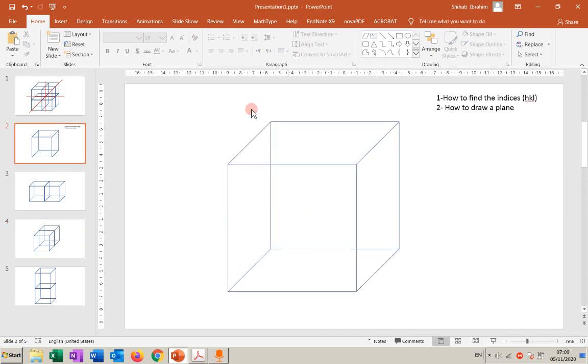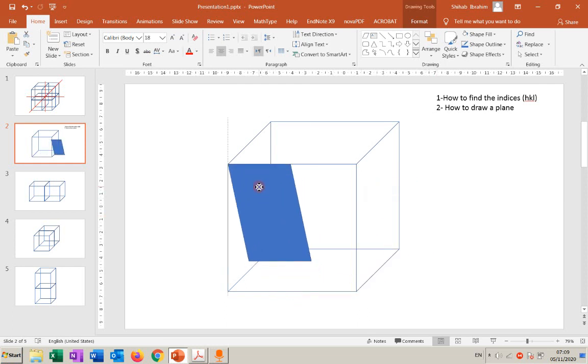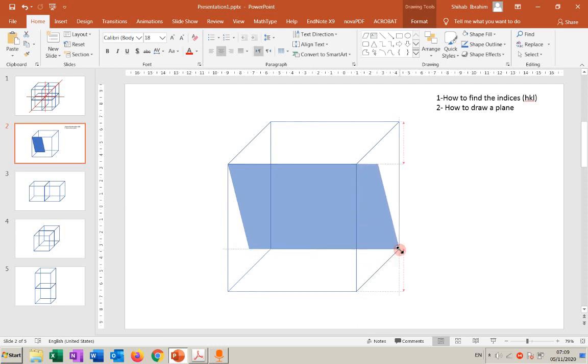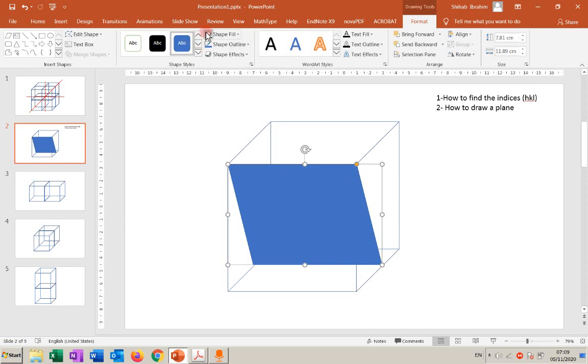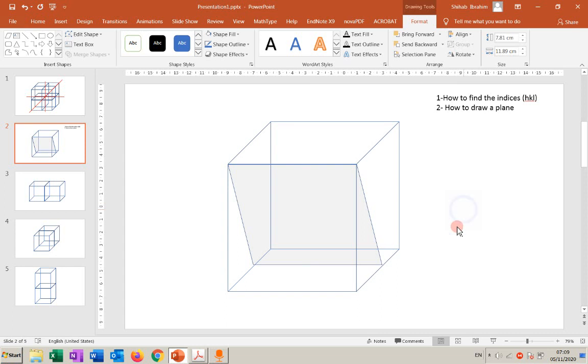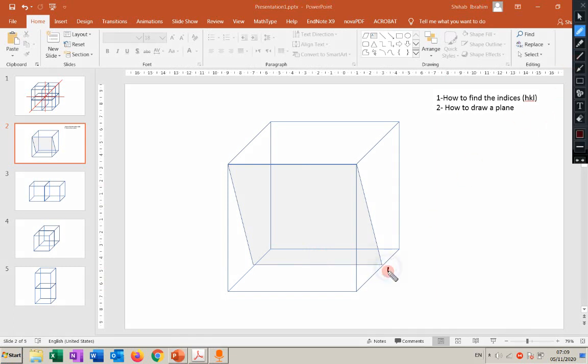Now, let's talk about the third type of plane. Let's talk about this type of plane as well. Now let's assume that this is cutting at half. Here also it is cutting at half. Now let's allocate the axes. We have it here.